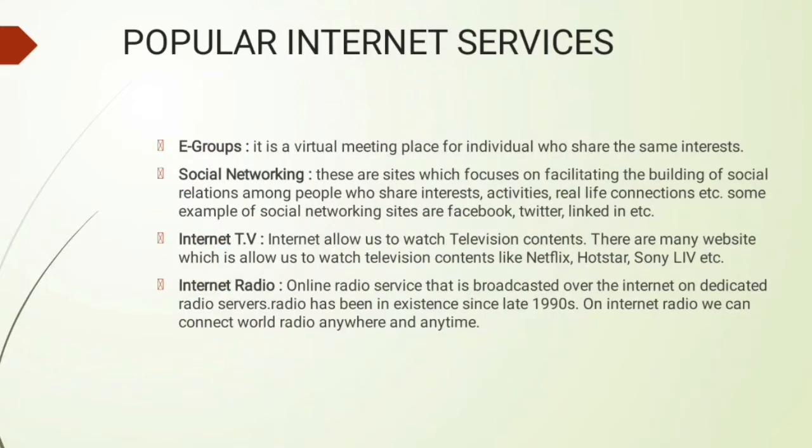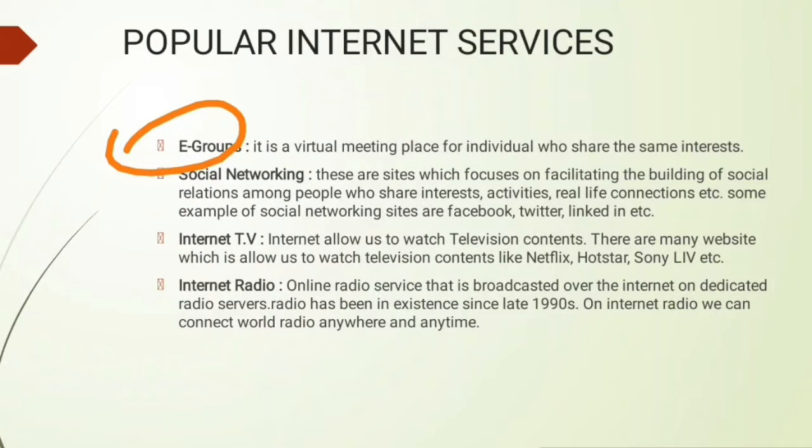The next service is e-group. We have a WhatsApp group, suppose a WhatsApp group of class 5th. This is a virtual meeting where people of the same interest are gathered. In class 5th, all the students of class 5th are in that group, and in class 6th, all the class 6 students are in that group. So people with the same interest belong to that group. These groups are known as e-groups, and we have already made groups in WhatsApp also. So this service is also provided by the internet.